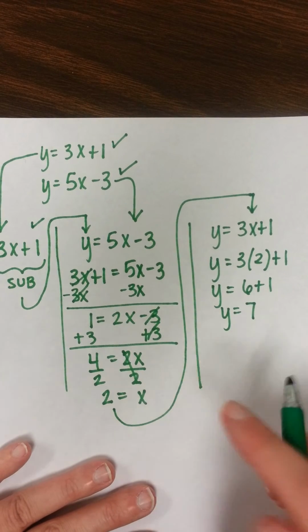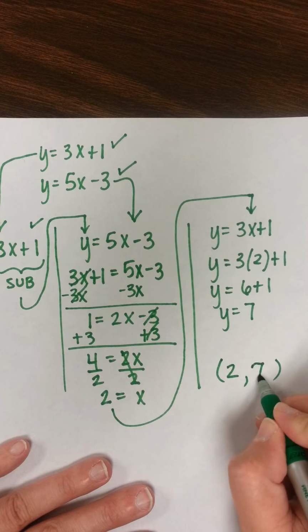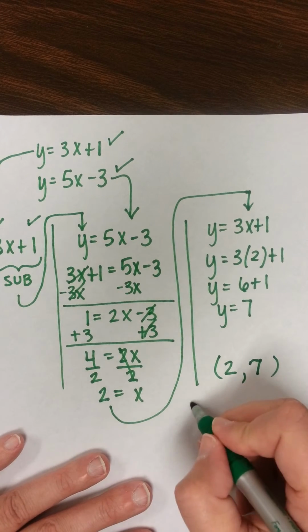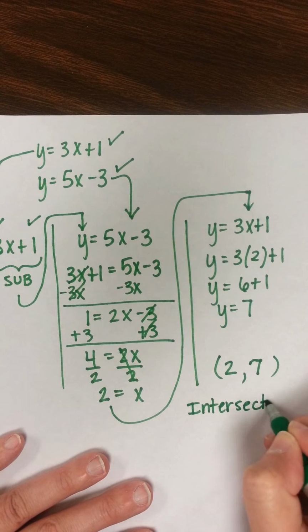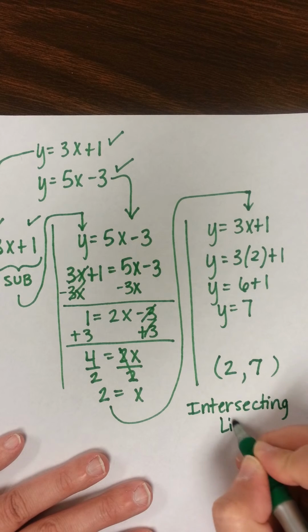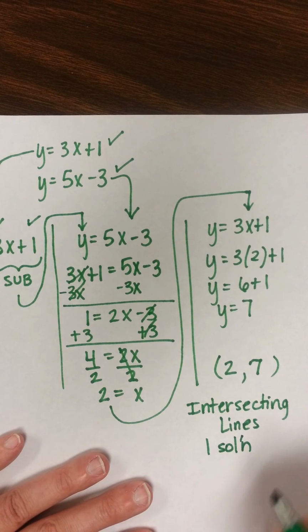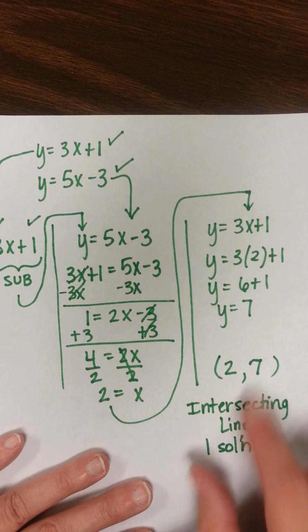I have an xy coordinate pair. My coordinate pair is 2, 7, which means since I got one solution, I have intersecting lines. They gave me one solution, which is what I expect for intersecting lines, and my one solution is 2, 7.